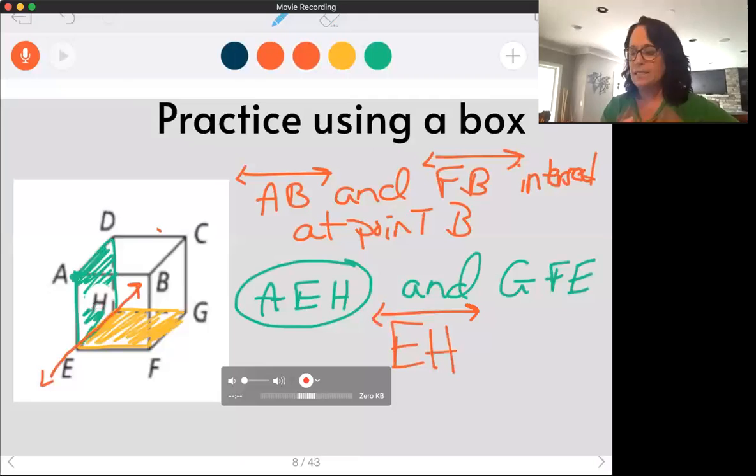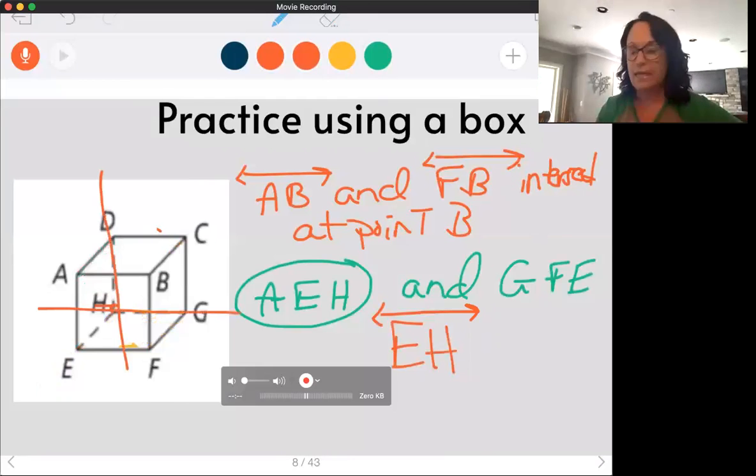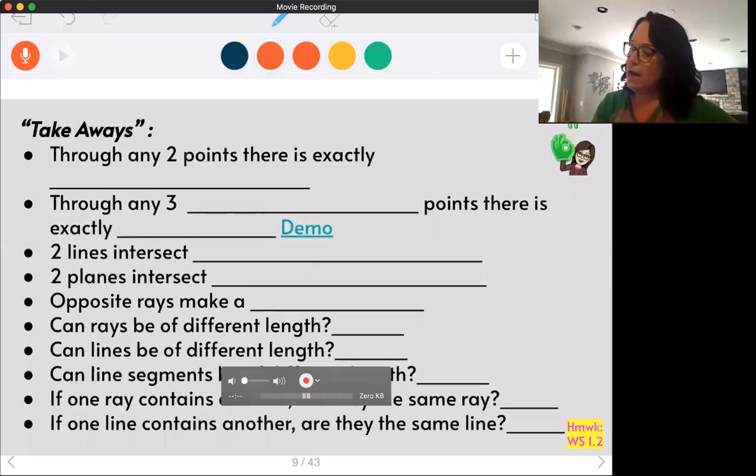So again, you'll be asked things about coplanar, on the same plane. What's coplanar with C, B, and F? C, B, F locks you into this right-hand wall, so it would be G. You might be asked for the intersection of two lines. Lines intersect at points. So the intersection of DH and HG is point H. And here's your takeaways to wrap this up.